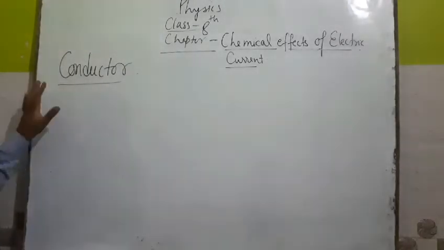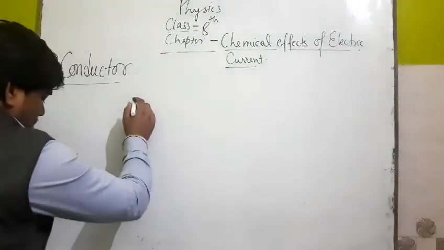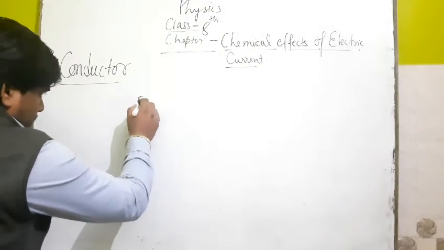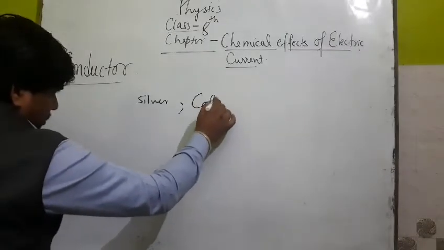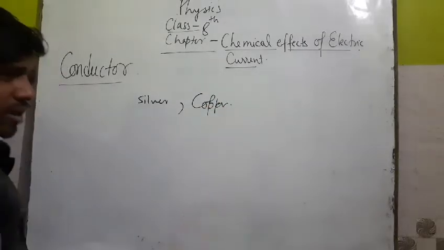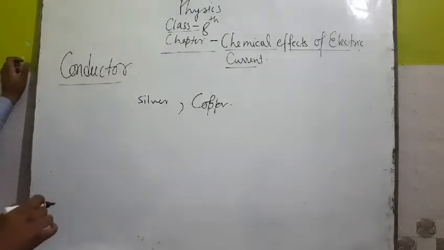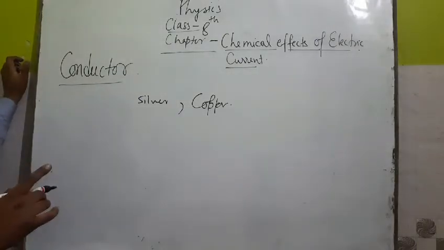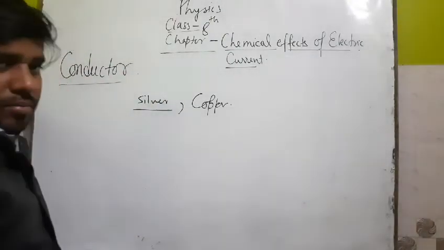as a conductor. Examples: there are many conductors, such as silver, copper, aluminium, iron, brass, graphite, etc. But which is the best conductor? That is silver and copper. Silver is the best conductor.